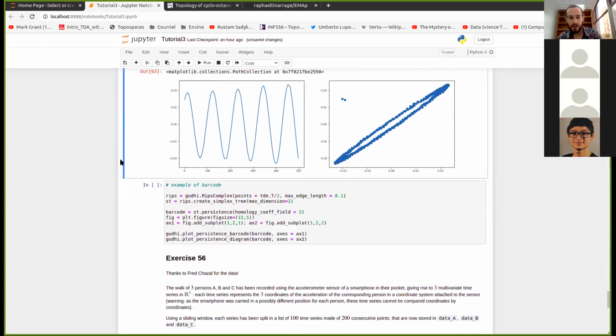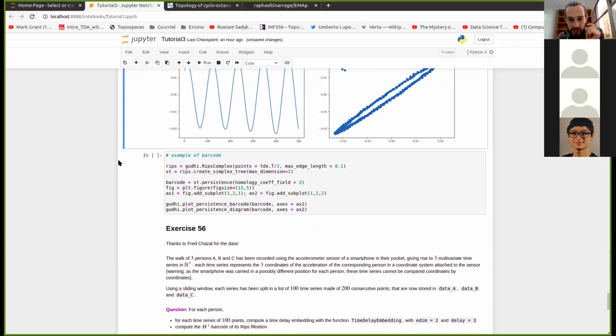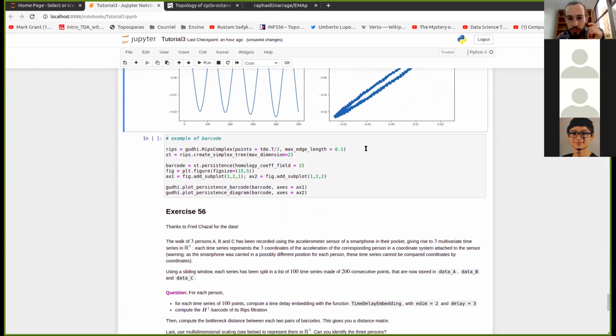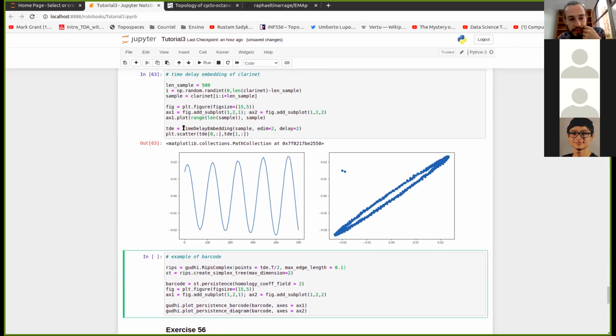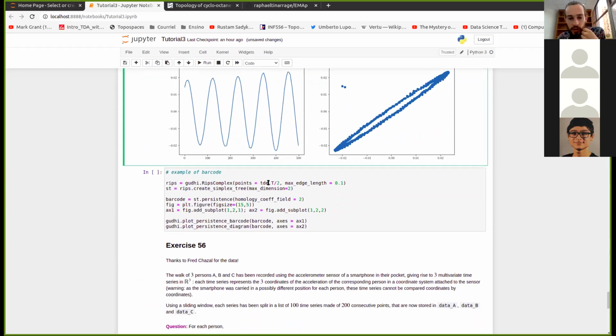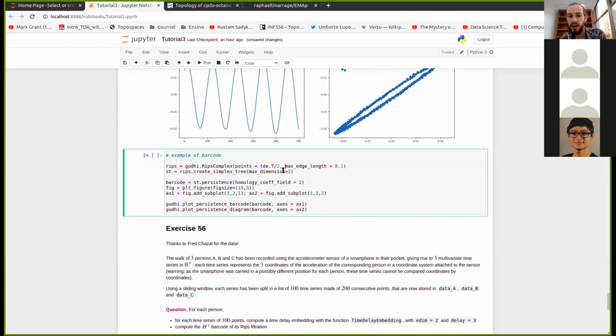Before letting you do the exercise, I will compute the barcode of this data set. This data set was called TDE, as in time delay embedding. So I create a Rips complex of TDE over two. I have to transpose because the time delay embedding function gives me the transpose of what I want. I set a max edge length of 0.1.